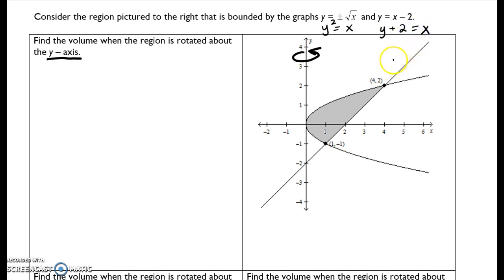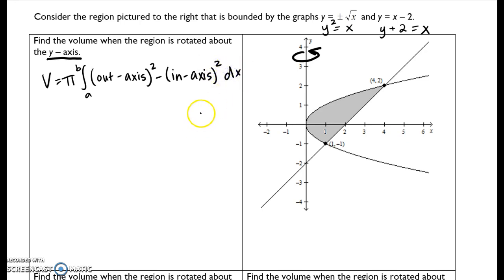So thinking back to our general volume formula of pi times our integral from a to b of our outer minus our axis squared minus our inner minus our axis squared dx was our normal formula. It's going to be the same thing except this part right here is going to be a dy. So for our equation we're going to have pi times the integral. We'll come back to the bounds in a second.